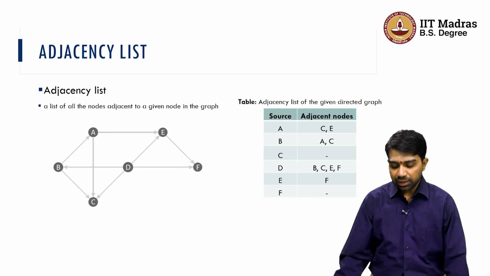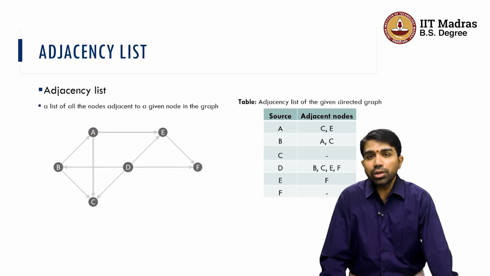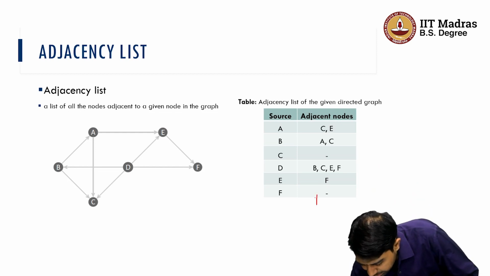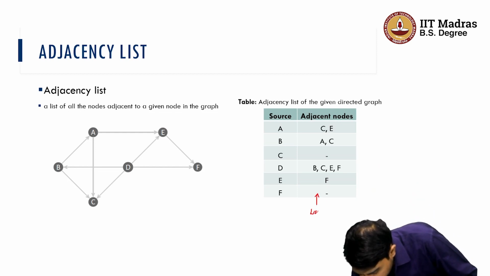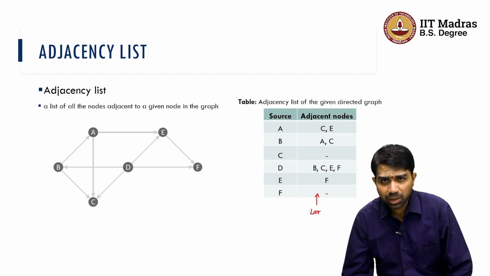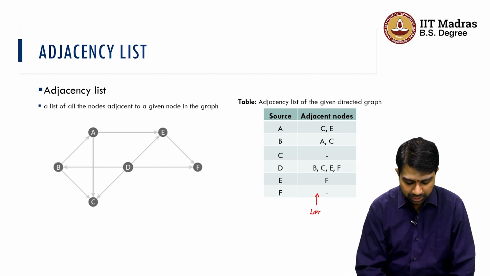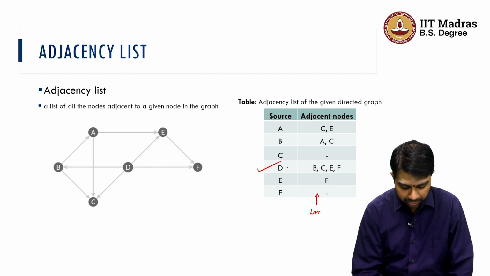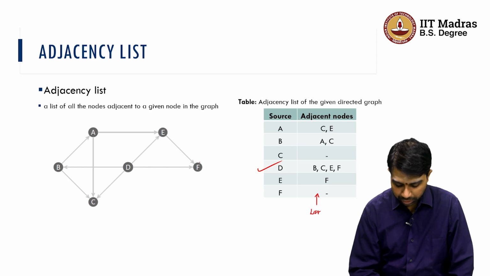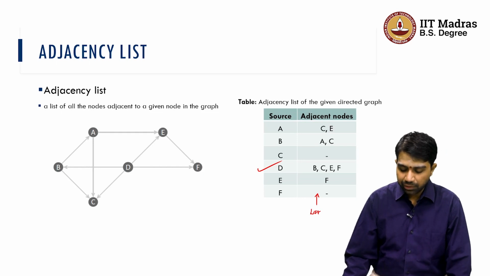The next is that of an adjacency list. Here for the same graph, you just list all the nodes that are adjacent to a given node in a list. You can think of them as even in a Python list. It is an array of nodes, or a list of variable size that just tells you that from D you can reach B, C, E and F. From C you have no outgoing nodes at all, and so also from F there is no other place you can go, whereas from E you can go to only F and so on.